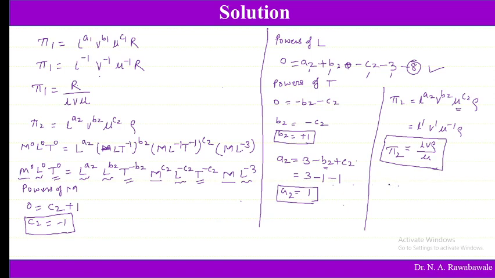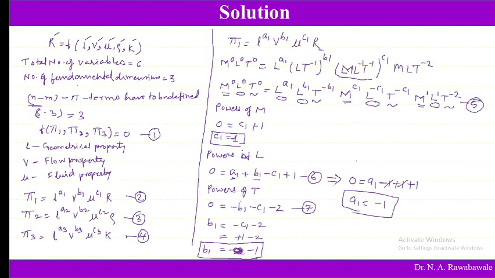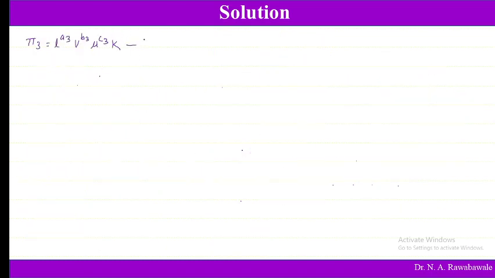So now we move to the third term, the pi 3 term. We obtained the first pi 1 term, then we obtained the pi 2 term here. Now we will try to find out the pi 3 term. To find it, we have to write this as l to the power of a3, v to the power of b3, mu to the power of c3, k. So this is the pi 3 term. This is equation number 4.